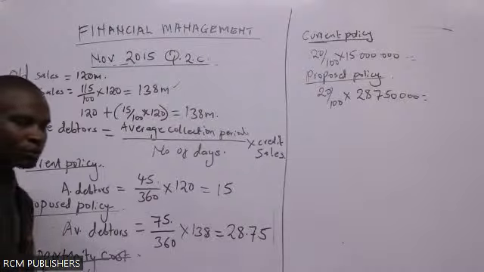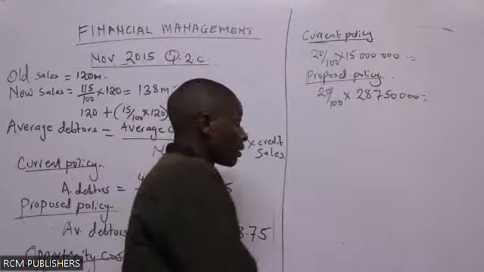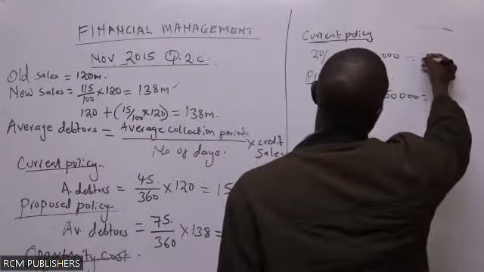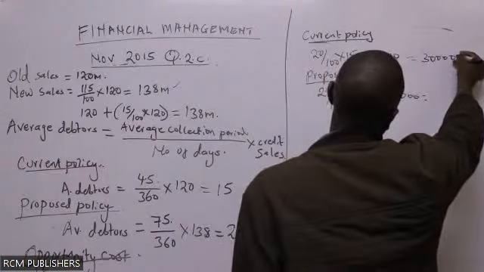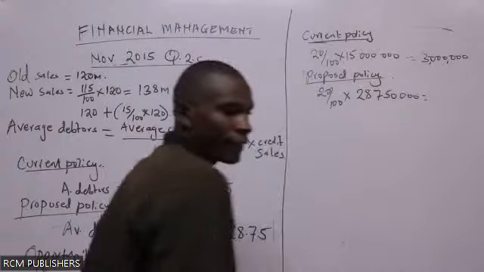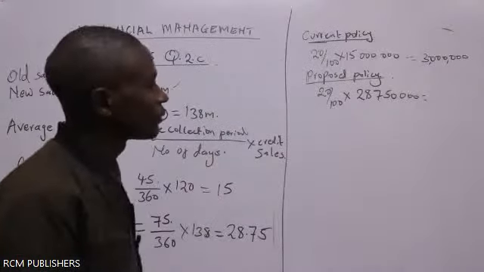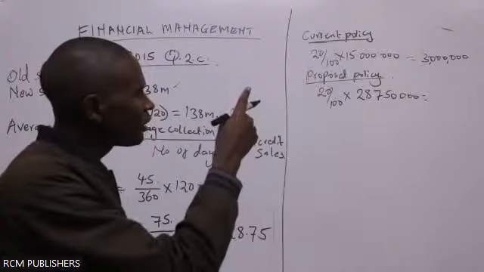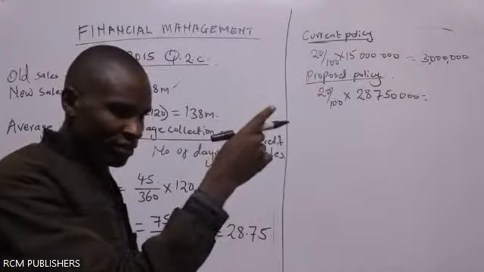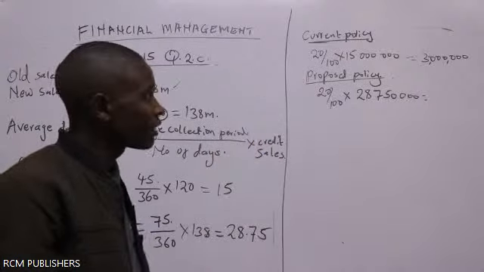Najua mwanzo nataka tuone ni nini tunapata at the end. What will be our profit for the company? Na hiyo ingine nayo. Sasa hiyo ni ya 3, ni ya current policy, right? Ni ya current policy. I hope that.